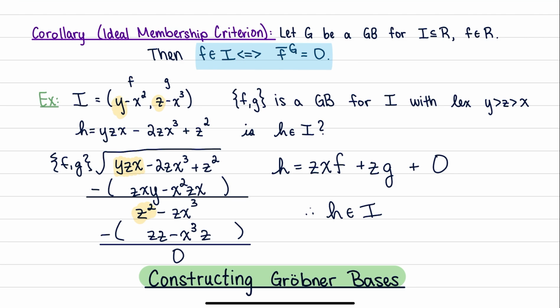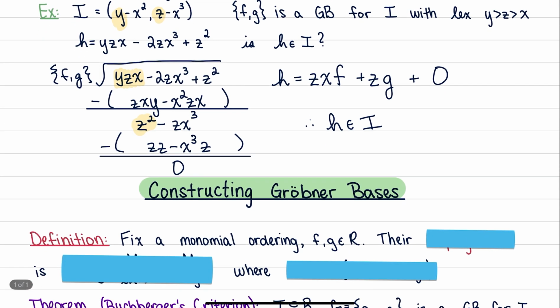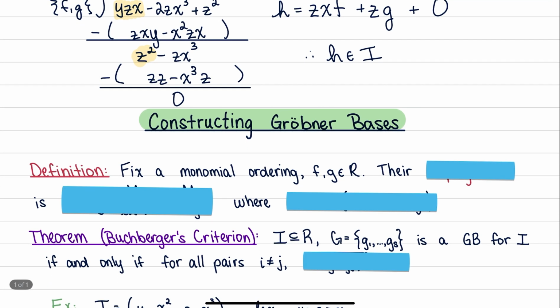So hopefully now you're thinking, oh yeah, this Gröbner basis thing seems cool and helpful. How can I get me one of those? Well, you're in luck because my next section is called Constructing Gröbner Bases. And in order to do this, I need one more definition. We're going to define an S polynomial. So if I fix my favorite monomial ordering, which you'll notice is a theme in a lot of these definitions, they depend on which monomial ordering you choose.